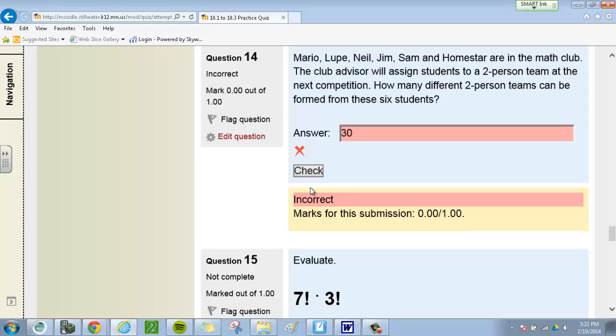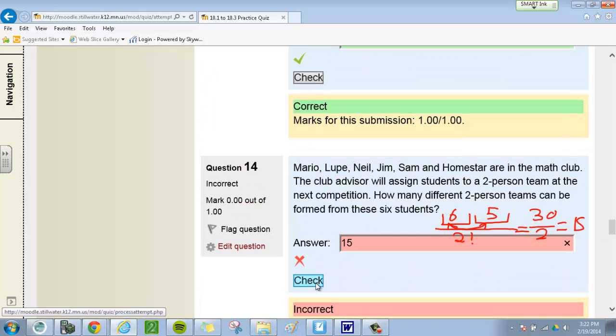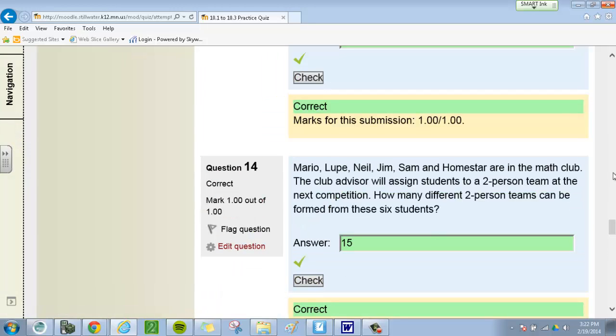What did I do wrong? Oh, you know what I forgot? Remember, because it's a combination problem, we got 6 and 5. You have to divide out the repetition. How many ways can you arrange these 2 spots? There are 2 factorial ways to arrange it. So this is really 30 divided by 2, and that's 15. I am sorry, everyone. Even the greatest, which I'm not, make mistakes. Okay, moving on. Let's check it, just so you believe me. That's right.